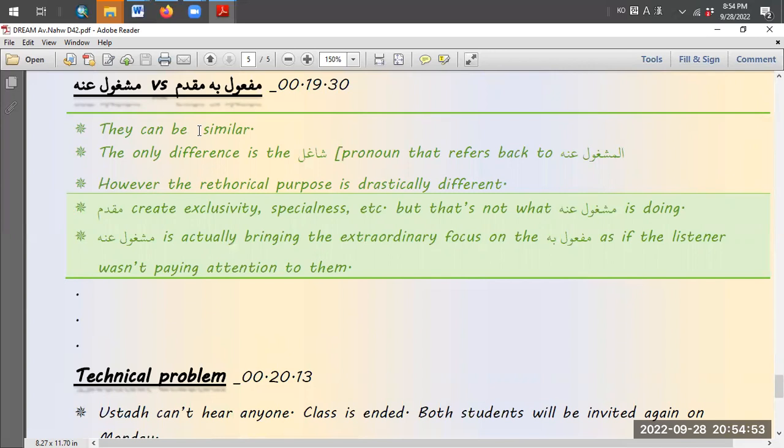But the rhetorical purpose is drastically different. Muqaddam creates exclusivity, specialness, some meaning, right? We learn not only anything that is muqaddam, like muta'alliq bil fi'il muqaddam, khabar muqaddam, anything. Yeah, it creates special meaning. But that's not what mashghul anhu is doing. Mashghul anhu is actually bringing extraordinary focus on the maf'ul bihi, as if the listener wasn't paying attention to them. Grammatically, the only difference is the shaghil or the pronoun. But in the meaning, it changed drastically like this, yeah?